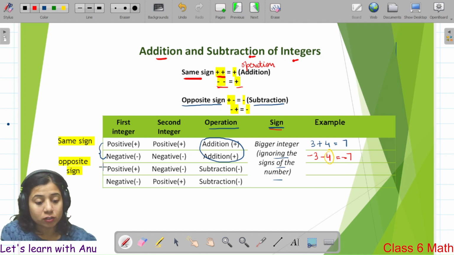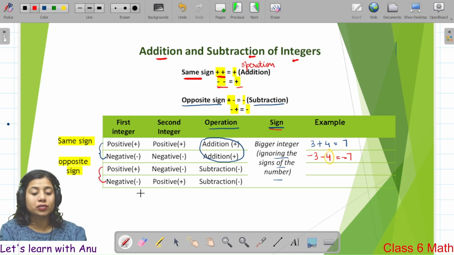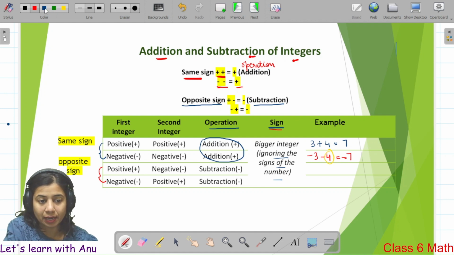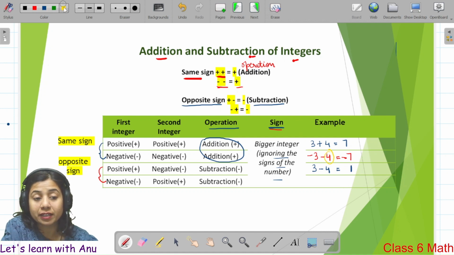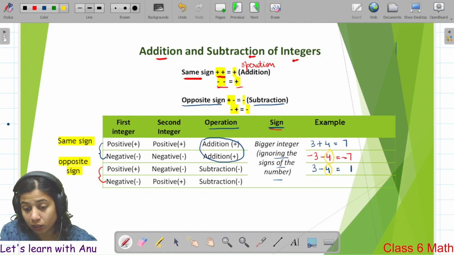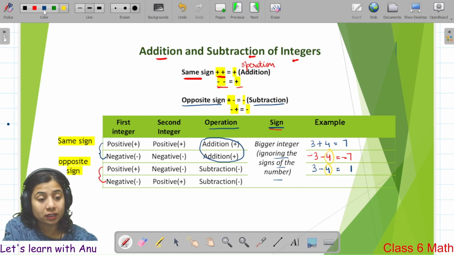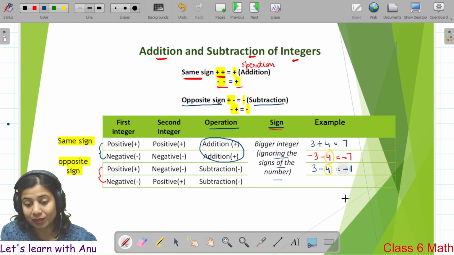Then the second case is of opposite sign, when one is positive, other is negative. Let's do that example also. So here we have 3 minus 4. Now, one is positive, other is negative. So, which operation are we going to perform? Subtraction. So, 4 minus 3 is 1. But what about the sign? The sign will be of the bigger integer. The bigger one is 4. So, what is the sign of 4? Minus. So, it will be minus 1.